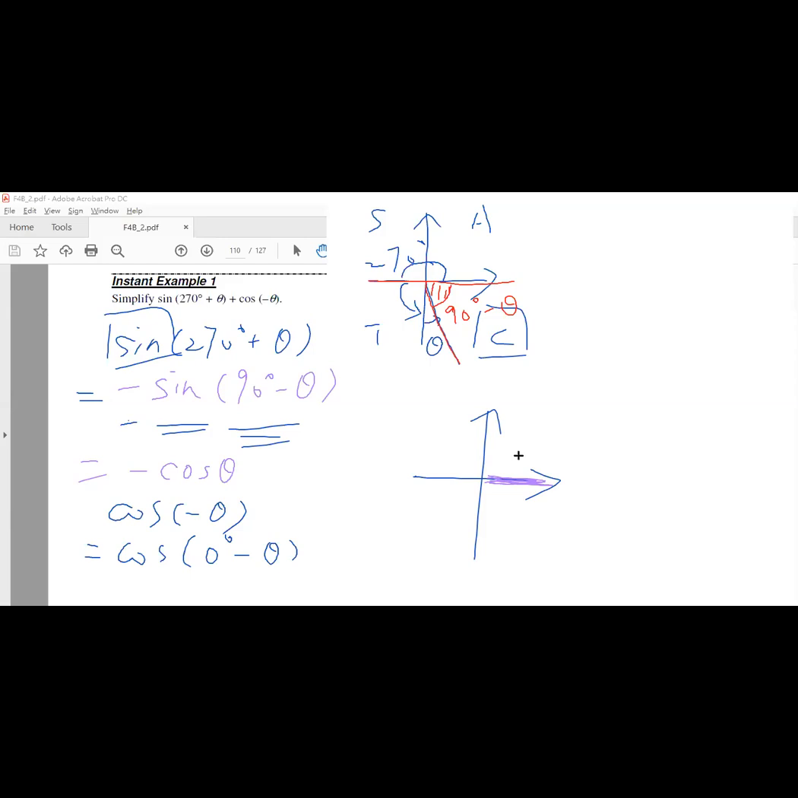a little bit. Backward means clockwise, okay? Because positive or adding theta will be anti-clockwise. But if it is subtracting theta or negative theta, it will be clockwise, okay?